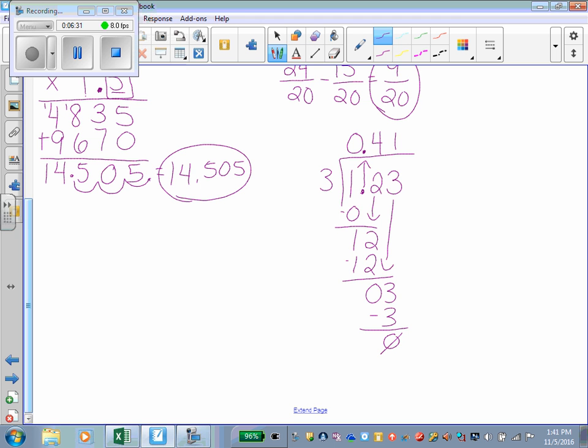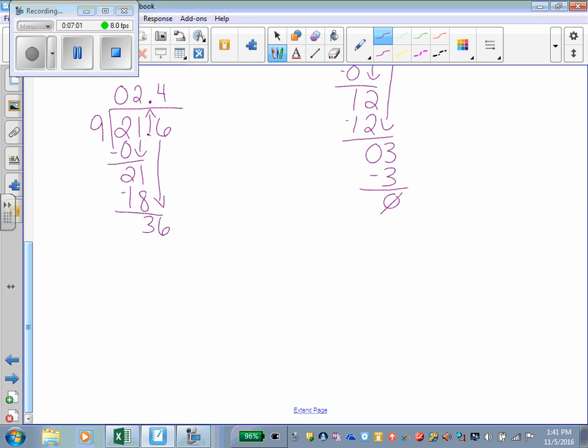Moving on to number 5, you have 21 and 6 tenths divided by 9. Again, bring up that decimal. 9 cannot go into 2, so we can subtract and go ahead and bring down the 1. 9 can go into 21 2 times. That's 18. 21 minus 18 is 3. Then bring down our 6. And 9 can go into 36 4 times. 9 times 4 is 36.